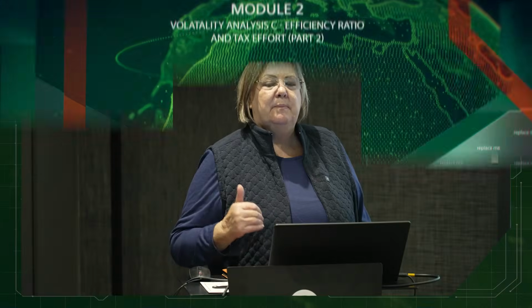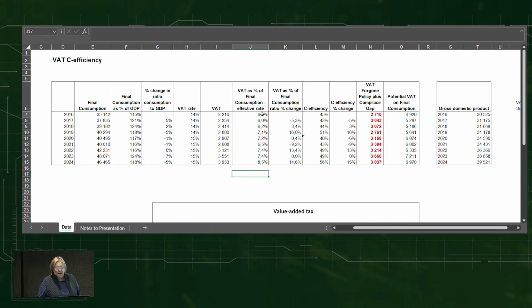If you do a top-down with a bottom-up, you'll use your VAT returns. You will not work with cash flow numbers. And then you're also going to calculate the efficiency rate. Remember, I showed you in the presentation how you do the efficiency rate. In this case, there's the effective rate: VAT as a percentage of final consumption.